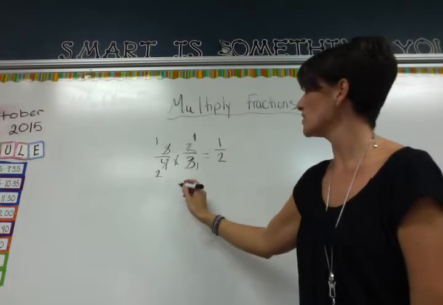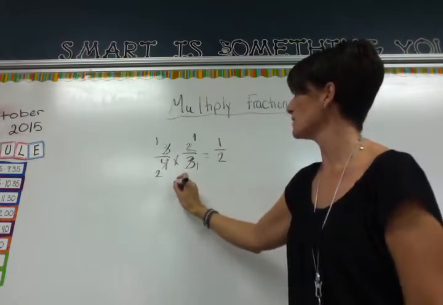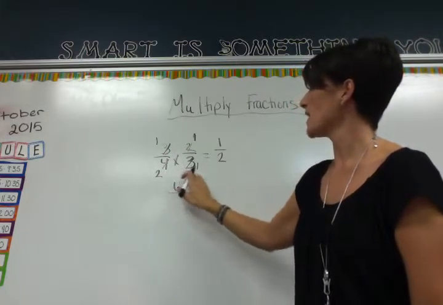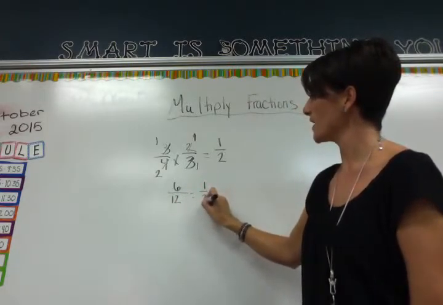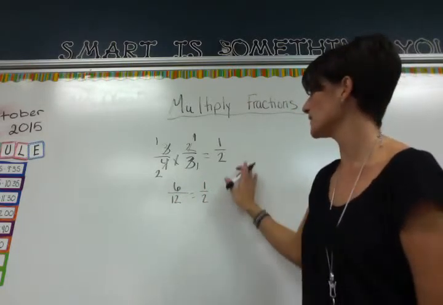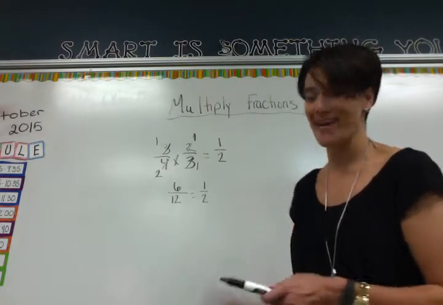Or, again, like you could do before, I could multiply my 2 times 3 and get 6, and 4 times 3 is 12, and then I could simplify at the end and get it. So either way it'll work. You'll both get the same answer as long as you always simplify.